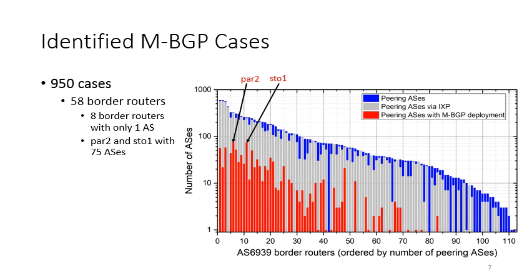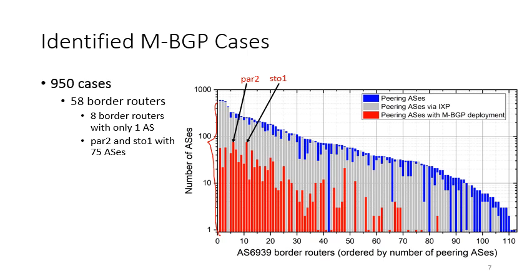We identified 950 cases of MBGP deployment, and this picture shows the number of peering ASs and the number of peering ASs via IXP and the peering ASs with MBGP deployment for each border router. We can see that at most border routers, most peering ASs are connected to MBGP via IXP.